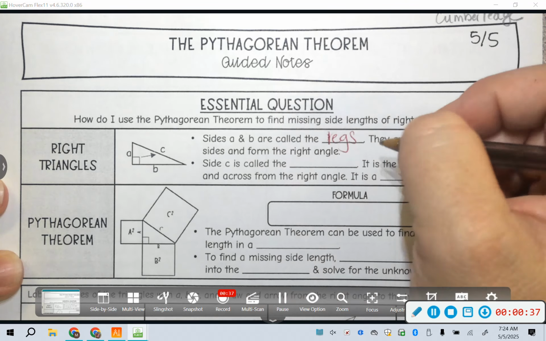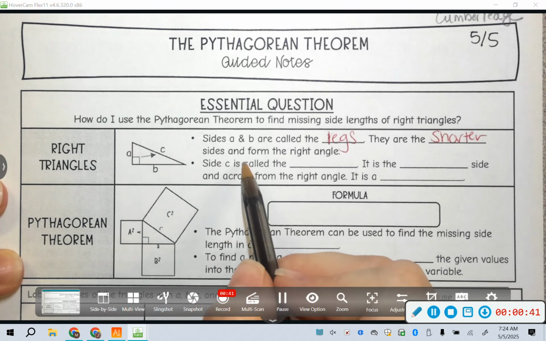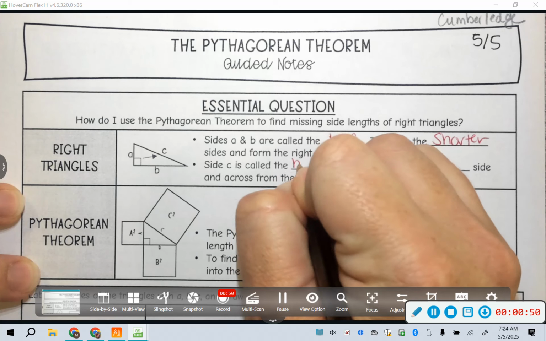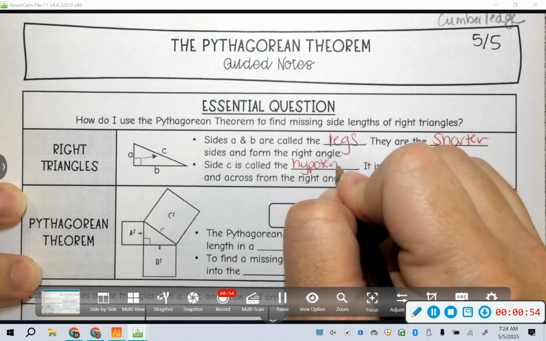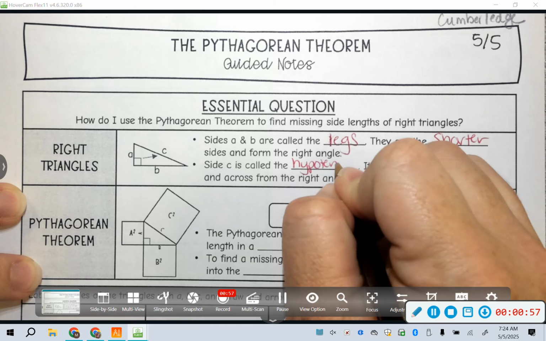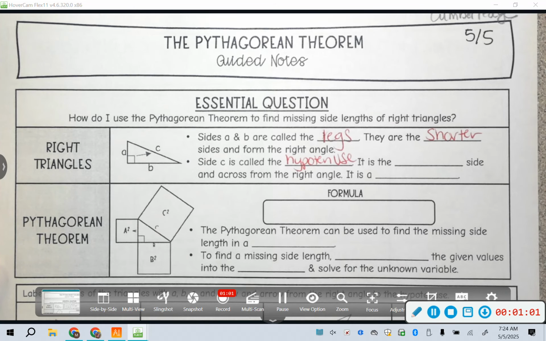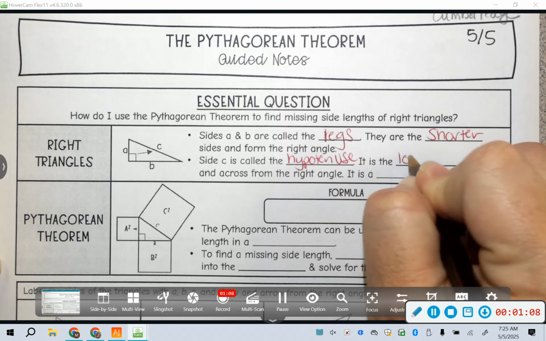And then they are shorter sides and form the right angle. Okay, side C is called the hypotenuse. Hypotenuse. I was about to spell that wrong. It is the longest side.